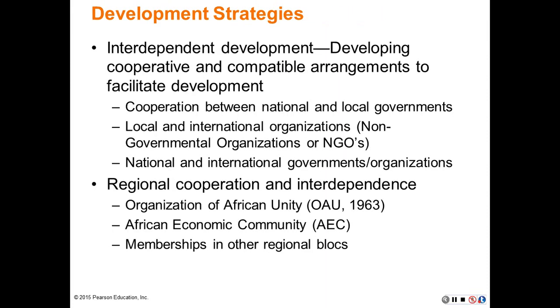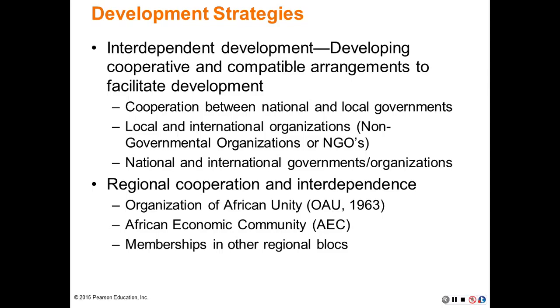So how can we improve development in our region? Interdependent development is one way that has been developed over the past few decades. Developing cooperative and compatible arrangements to facilitate development. There should be cooperation between national and local governments, local and international organizations, or non-governmental organizations, NGOs, to develop relationships that benefit everyone.